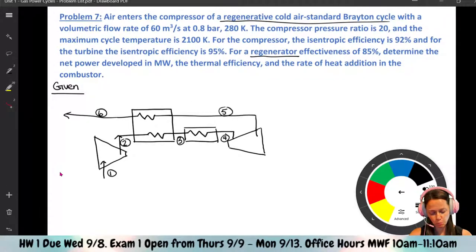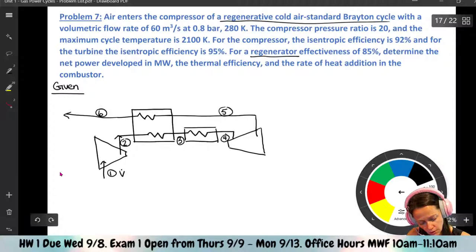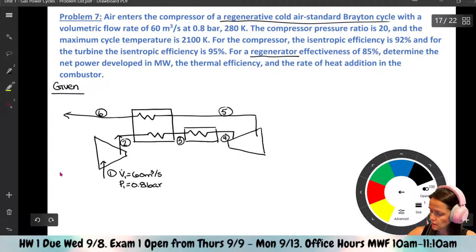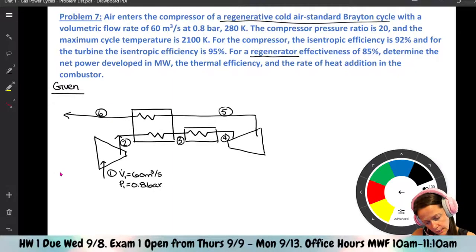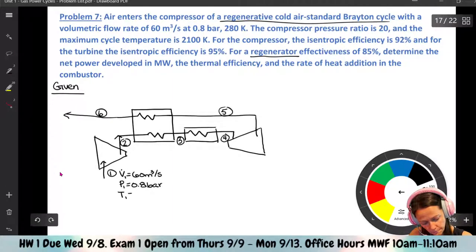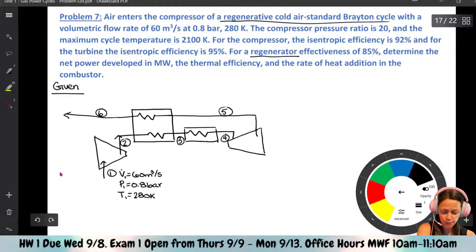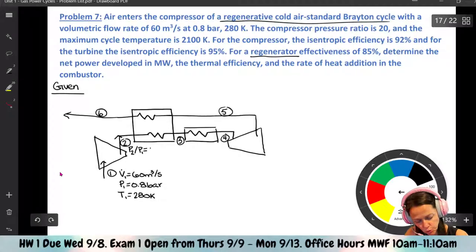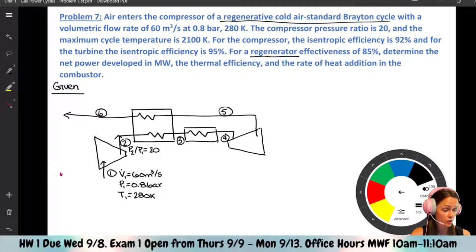What it is, is a volumetric flow rate. So it's entering the compressor at state 1, entering at 60 meters cubed per second, a pressure P1 of 0.84, and then T1, 180 Kelvin. The compressor pressure ratio, that's P2 over P1, is going to be 20, and then the maximum cycle temperature is 2100 Kelvin.